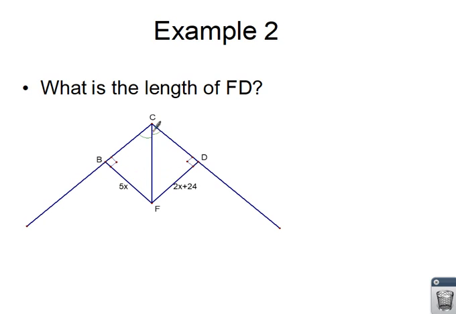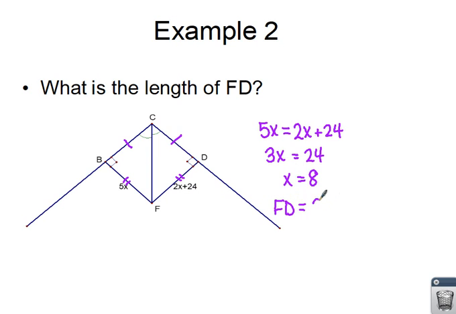Alright, so in this picture, CF is an angle bisector because it creates two equal angles up here at the top. So that means these sides are equal, that means these sides are equal. Okay, so we can do 5x equals 2x plus 24. And then we solve. So subtract 2x, and divide by 3. So x equals 8, but we want FD. So FD equals, we got to plug our x in. So we do 2 times 8 is 16 plus 24 would be 40. Okay, a lot of numbers in this chapter.